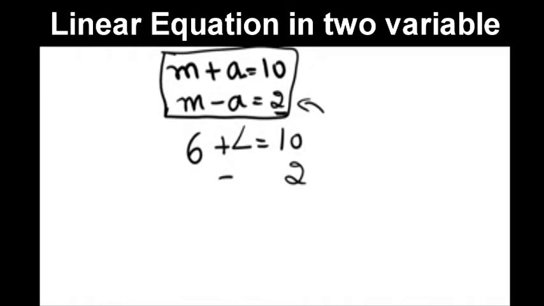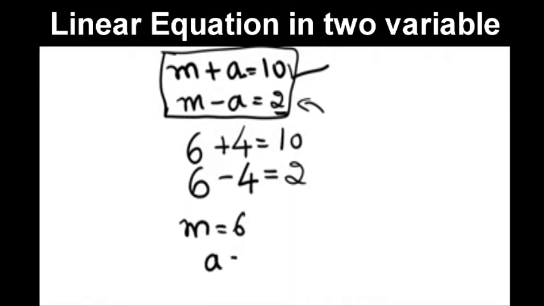6 plus 4 is 10, so it satisfies the first equation. Let's check with the second equation. 6 minus 4 is equal to 2. So the value of the mango is 6, and the value of the apple is 4.